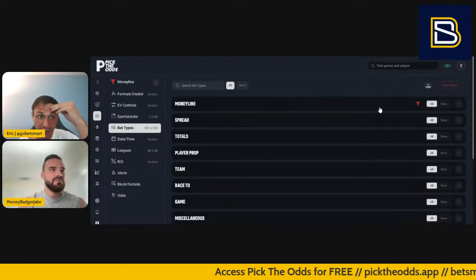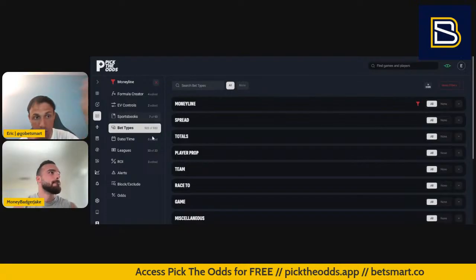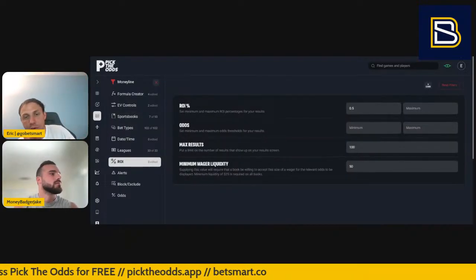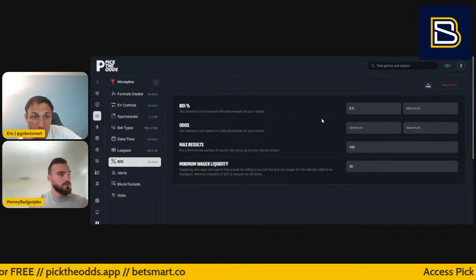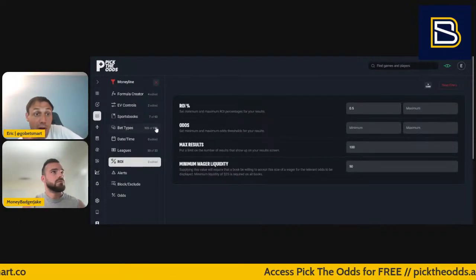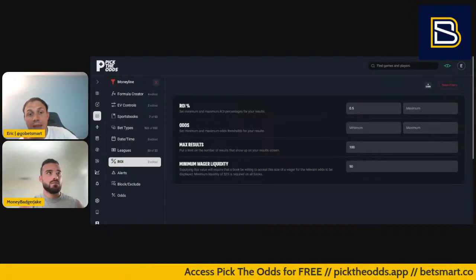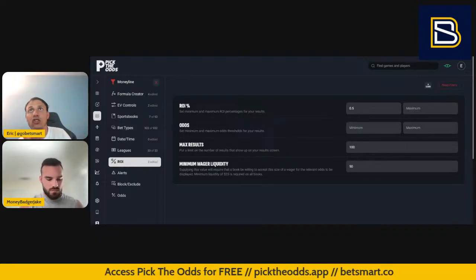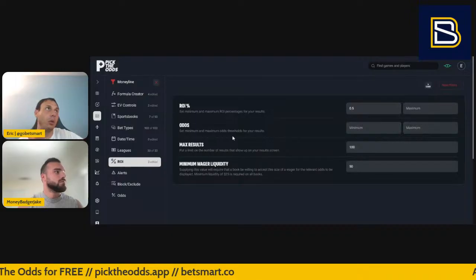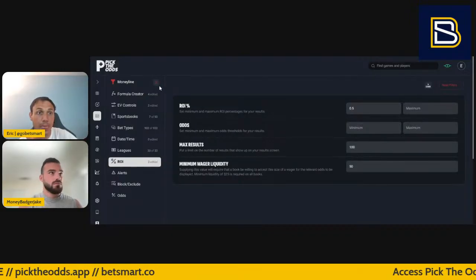Bet types, of course. This is just for the money line. I'm going to show you the other filters, but ROI again, I'm putting it to a minimum of 0.5%, just for play purposes. 100 plays up to max showing on the screen. You can change this number to wherever you want. And I have liquidity at 50, so if I'm using an exchange, I can at least bet my $50 down, which is what I'm putting as my flat bet stake.